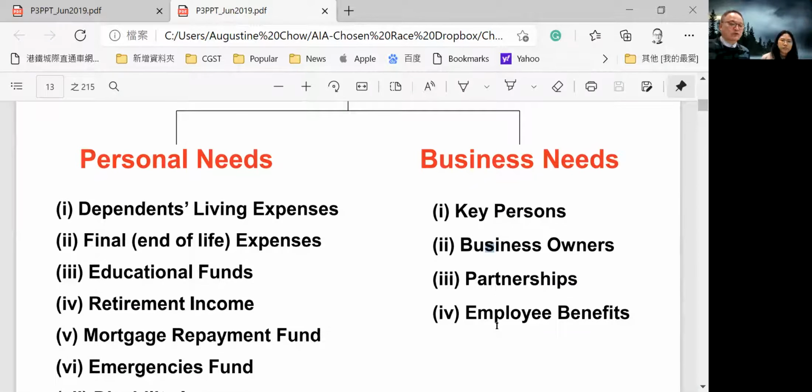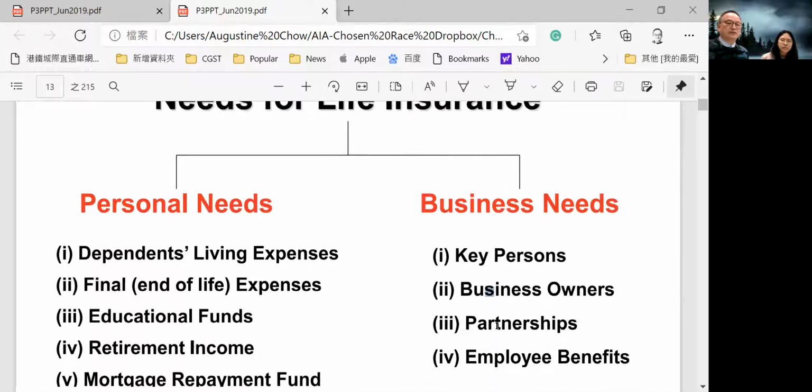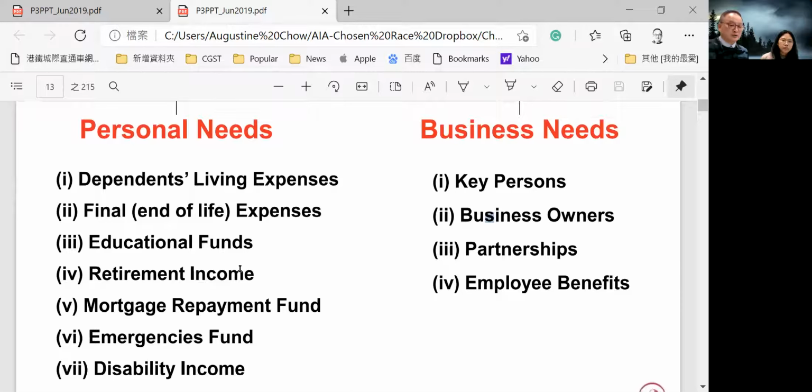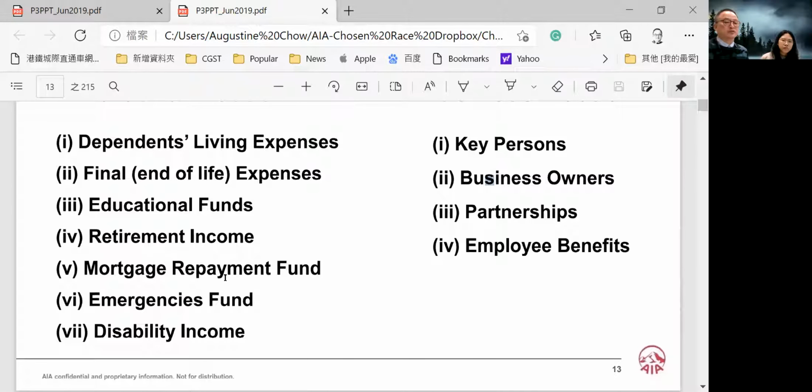What are these used for? These are the uses for life insurance, for personal needs, for different life situations: education, retirement, mortgage repayment, emergency fund, disability income. Some are paid in one lump sum. Like an endowment policy is paid in one lump sum, death benefits paid in one lump sum, annuity paid by installment, and also hospital income, hospital benefits.